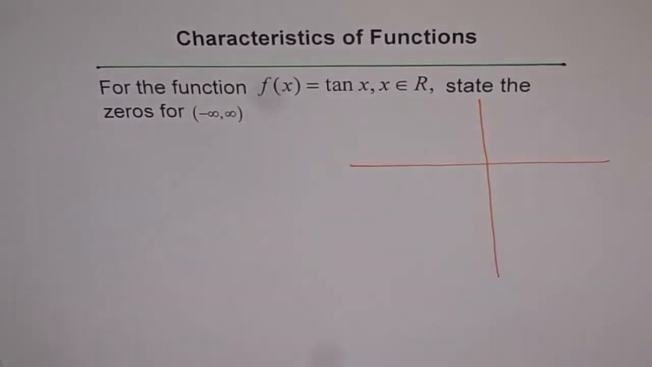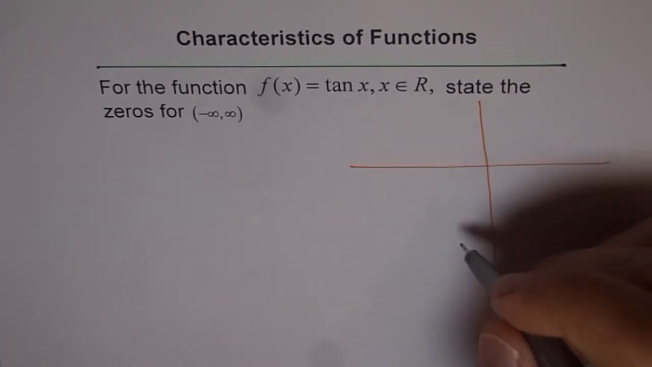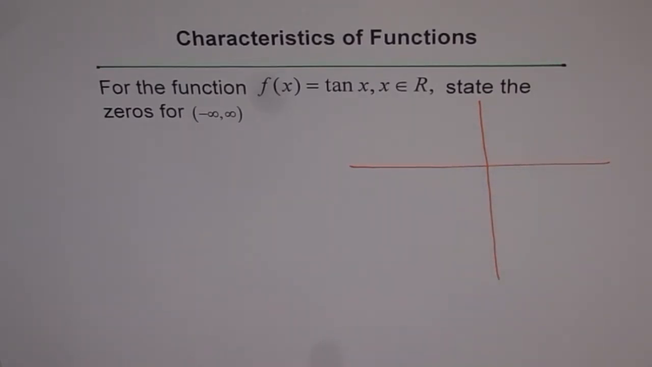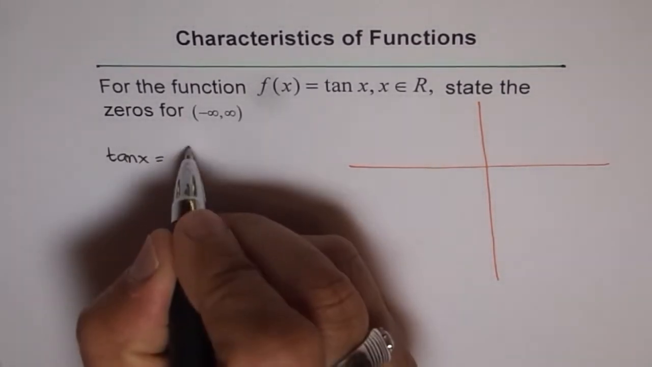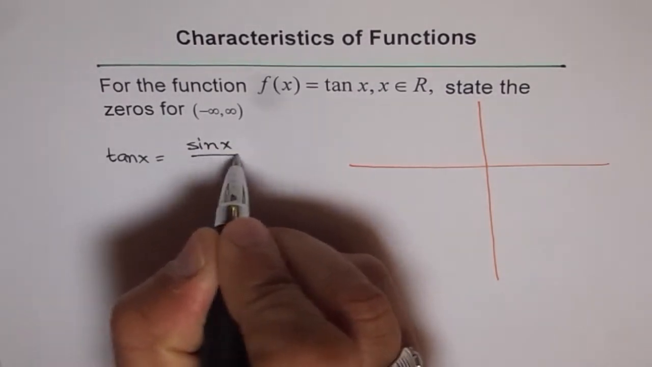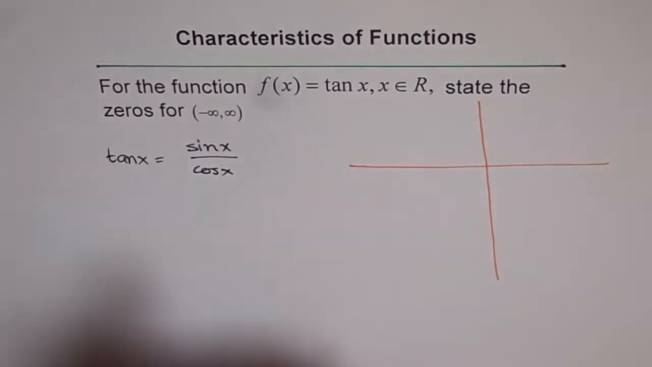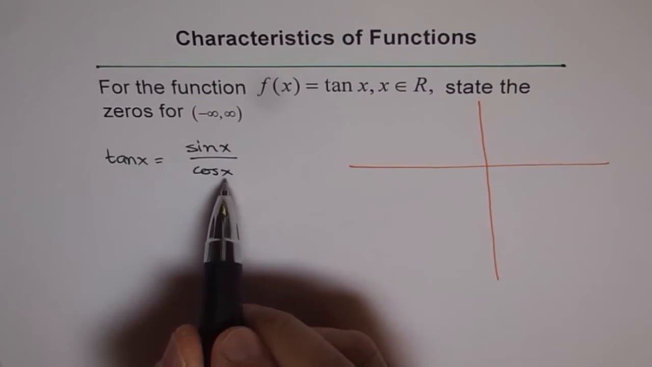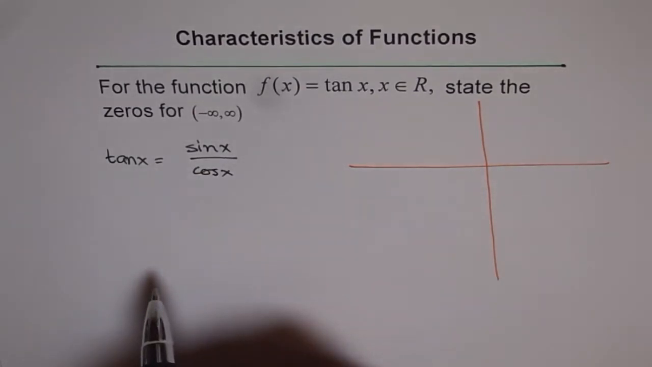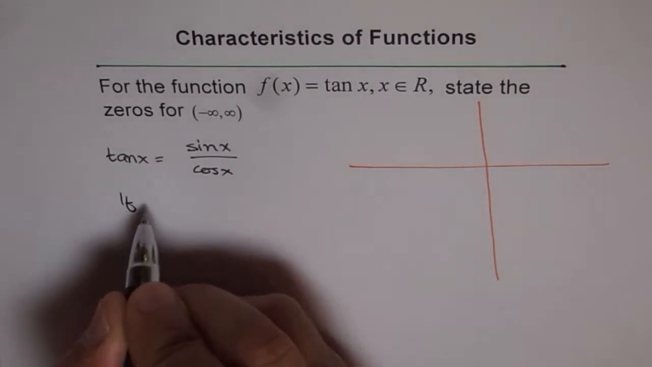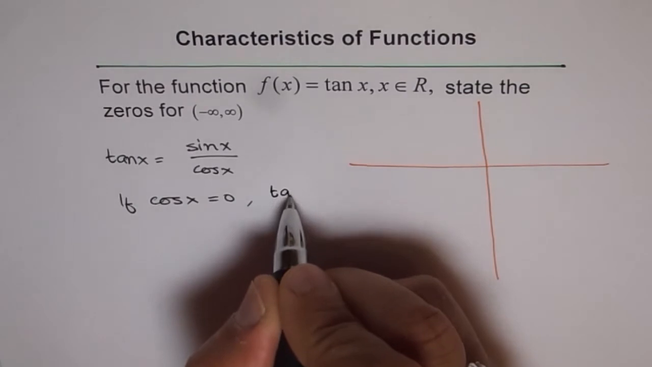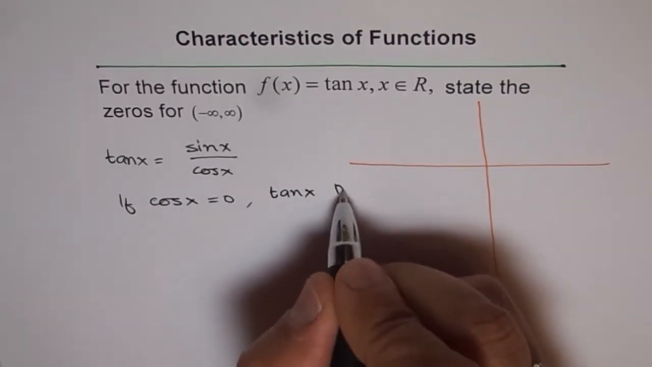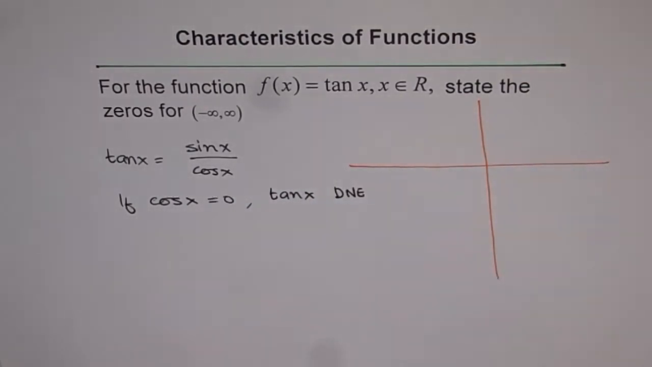And I hope you remember the graph for tan x. It is kind of like this. It has vertical asymptotes. Let me start with tan x like this. So we have tan x, which is the ratio of sine x to cos x, correct? Now, if cos x is 0, then tan x is not defined, correct? So if cos x equals 0, then tan x does not exist, right? Or it is not defined, right?